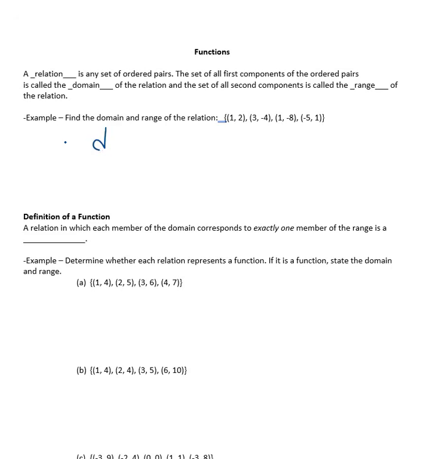So the domain, which I'm just going to abbreviate as DOM, is made up of all of the first components. So from the first ordered pair, it would be 1. Second ordered pair would be 3. Third ordered pair would be 1. And fourth ordered pair would be -5. And because the 1 occurs twice, we actually don't have to include it in the domain twice. So our domain would just be 1, 3, and -5.